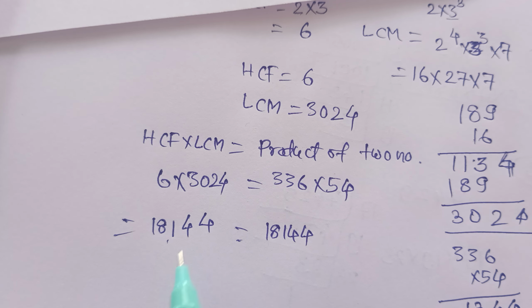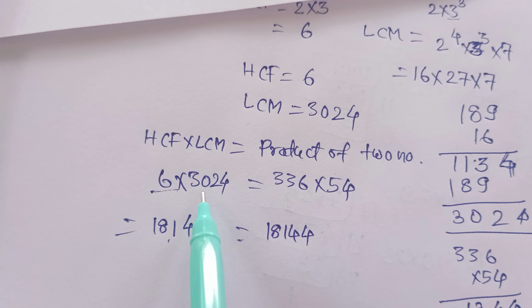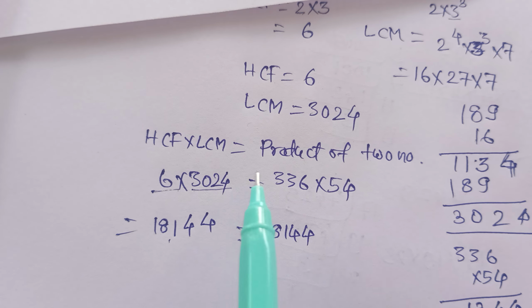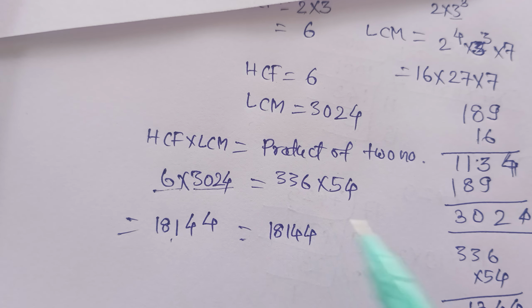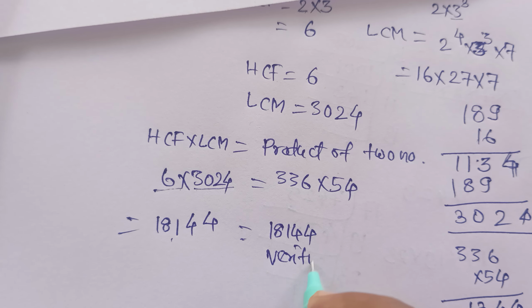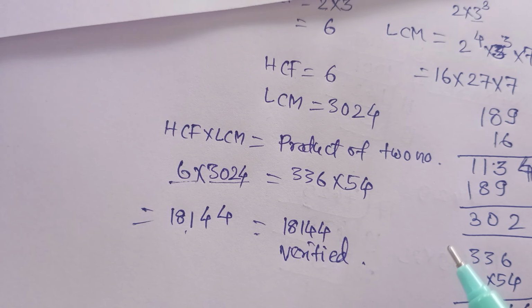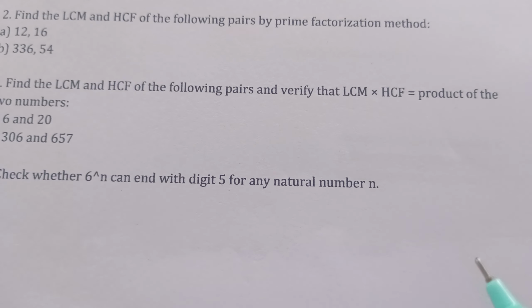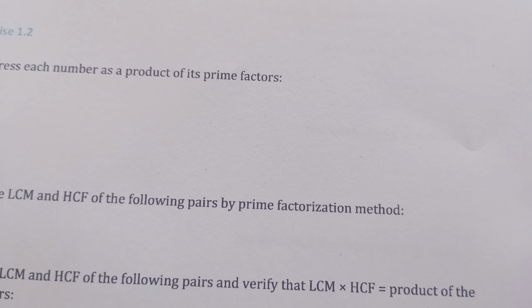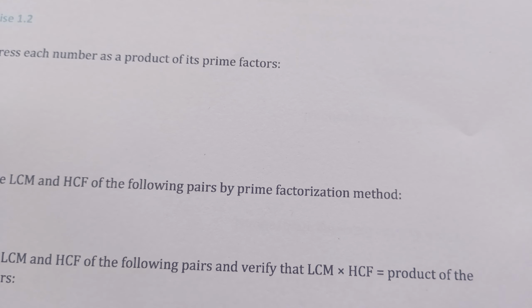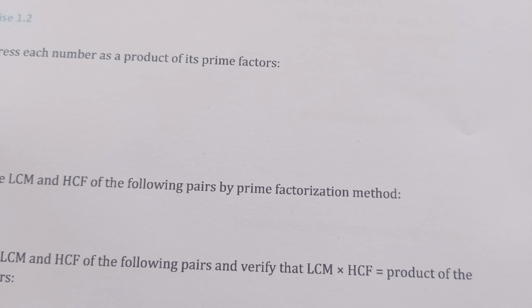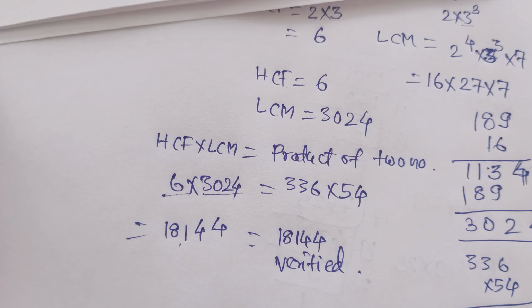So the SCF how much you got? 6. LCM 3024, and the product of two numbers 336 and 54, we got this. So this is verified. This question is verified. Correct. Now we have the third question. What do you have in the third question? Sorry. Third one. We are doing third only. 336 and 54.